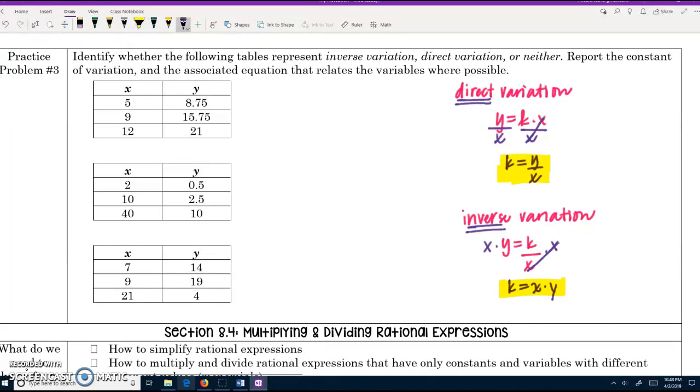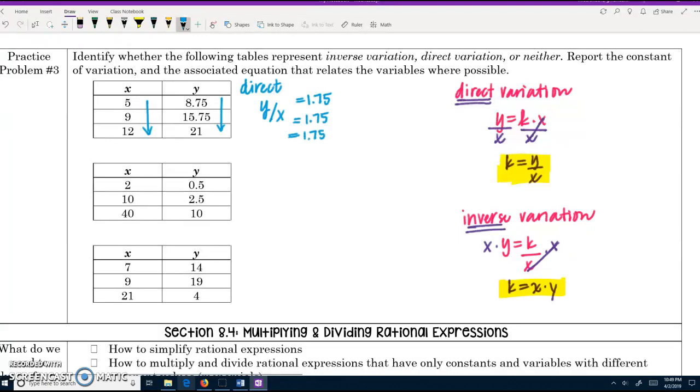So if I take a look at this first table, my x values are going up, and my y values are also going up. So if I have one value increasing and the other value is also increasing, what we want to think is that this is going to be direct variation. So I'm going to take each of my y values and divide them by my x values. So if I divide 8.75 by 5, that gives me 1.75. Same thing with 15.75 over 9, and same thing with 21 over 12.